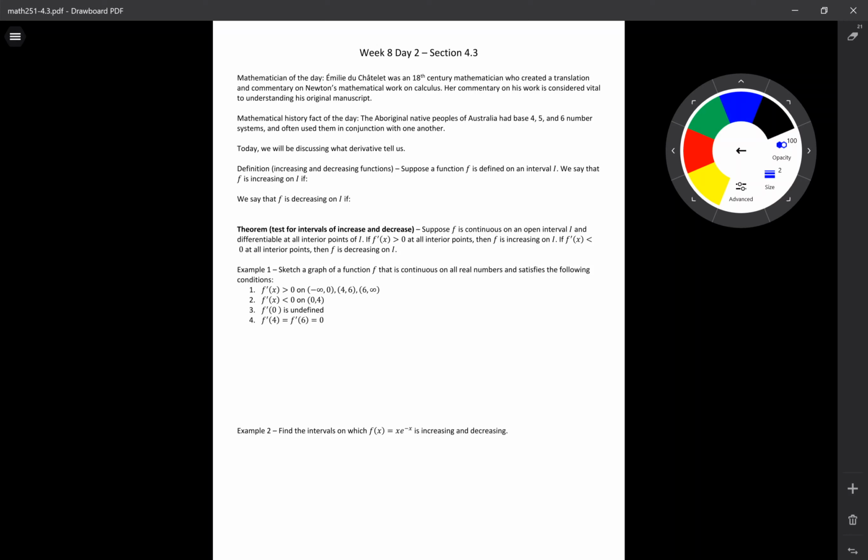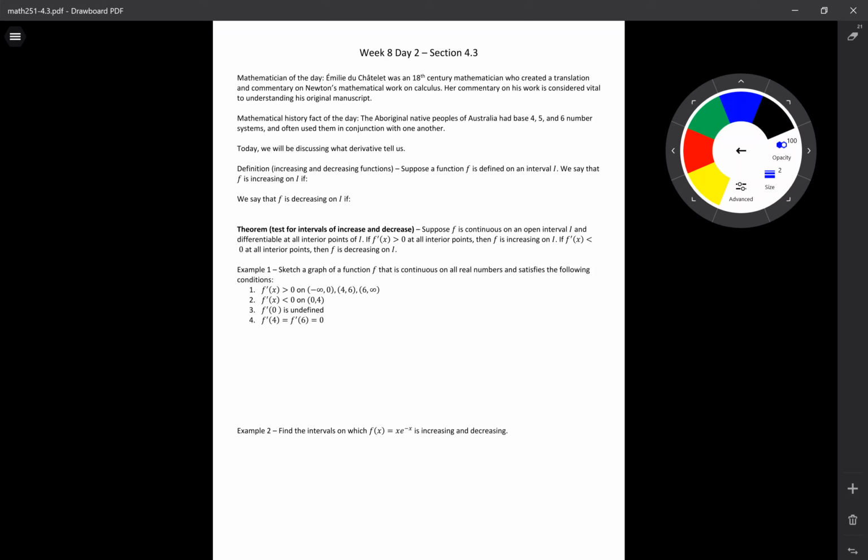And the math history fact of the day is that the Aboriginal native peoples of Australia had base 4, 5, and 6 number systems, and they often used them in conjunction with one another. So here we only have one base number system, base 10. So it's pretty remarkable that they used 4, 5, and 6 number systems interchangeably. That's awesome.